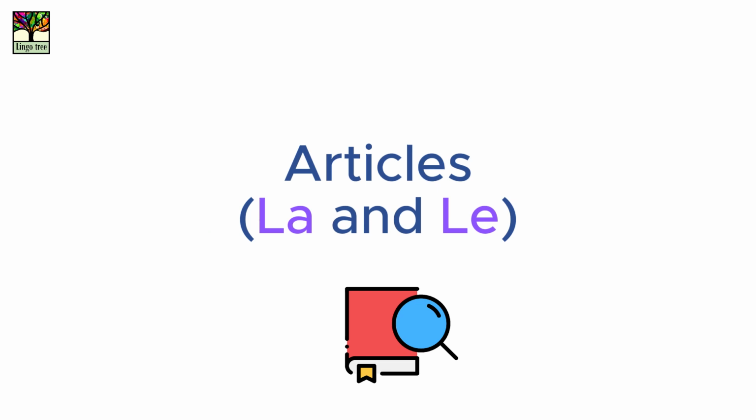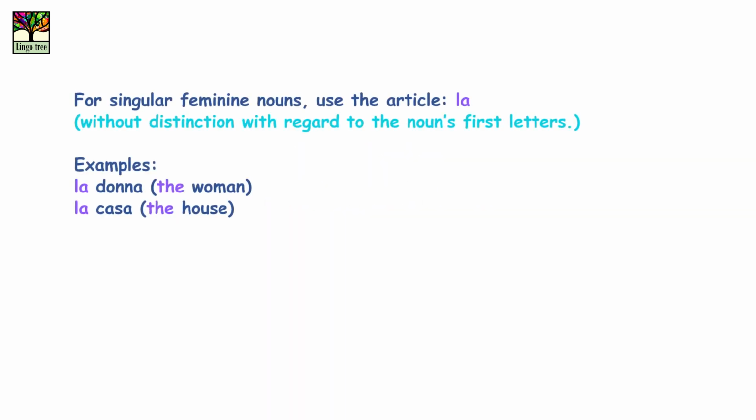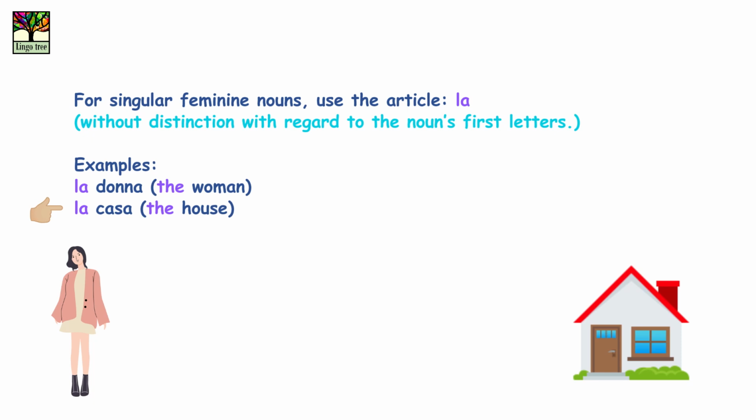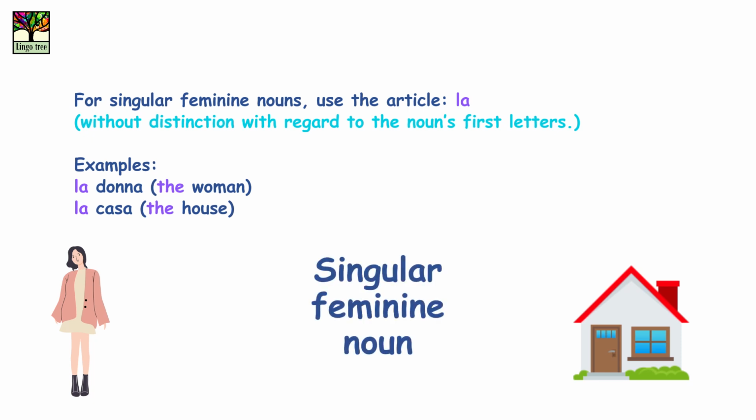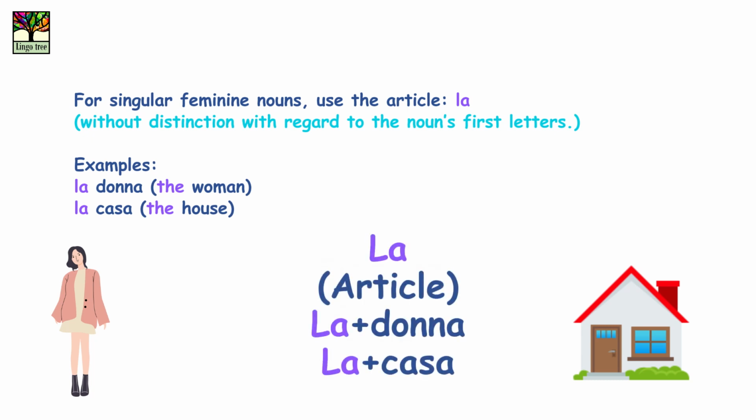La, le. For singular feminine nouns, we use the article la. Note that the article is chosen without distinction with regard to the noun's first letter. Examples: the woman, la donna. The house, la casa. Both examples are feminine nouns in the singular form. Therefore, the article la is used before the noun.